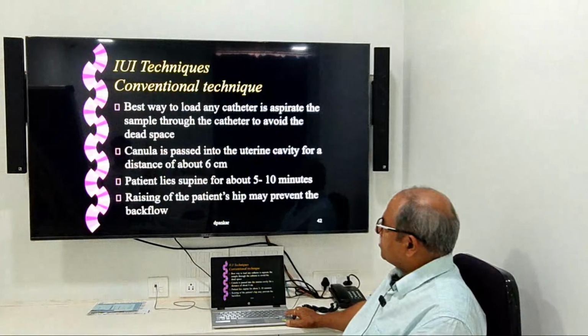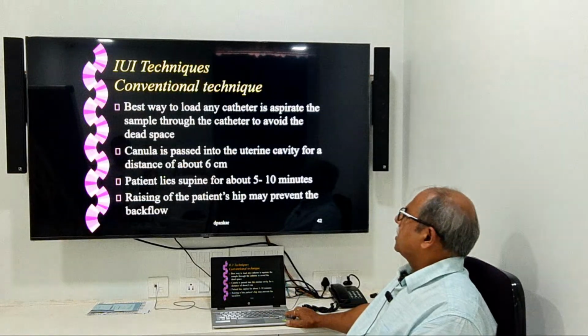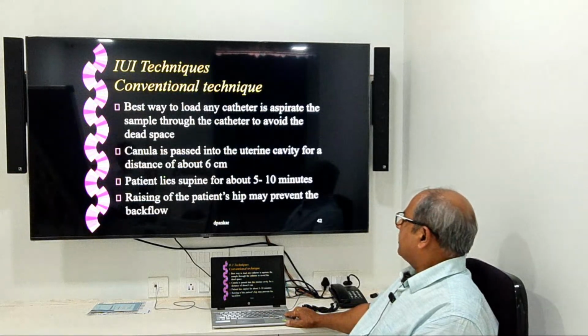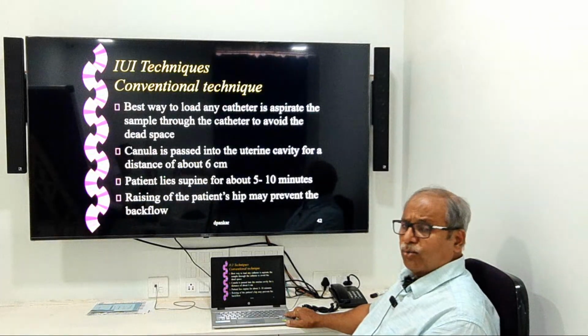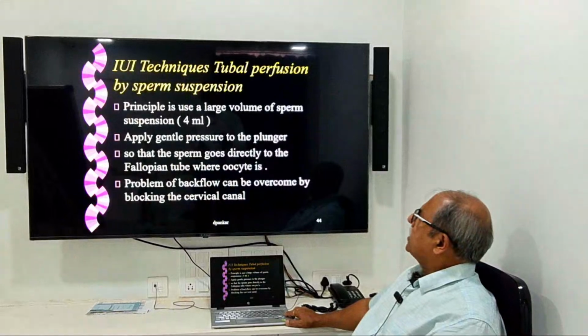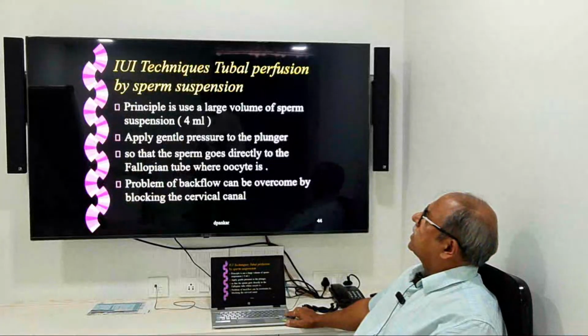Pass into the uterine cavity for a distance of 6 centimeters from outside. The patient lies supine for about 5 to 10 minutes. Raising the patient's hip may prevent backflow. The principle is to use a large volume of sperm suspension.